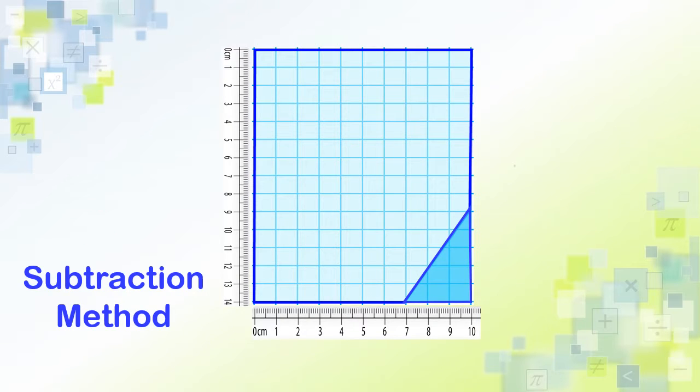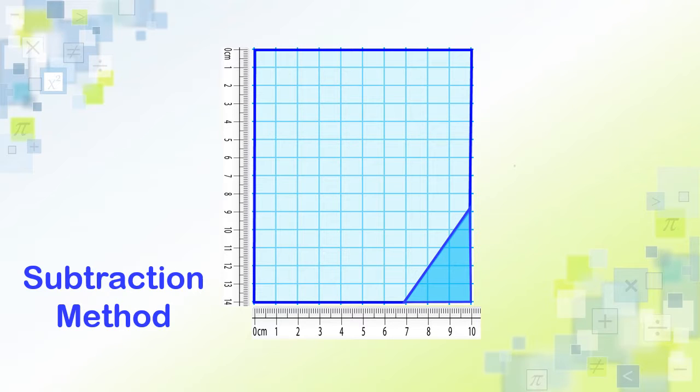The other method used for finding the area of composite figures is called the subtraction method. What this method does is we find out the total area before we subtract anything, the unwanted part, and then we subtract the part that we don't need. That part here is highlighted in dark blue, the triangle at the bottom right.